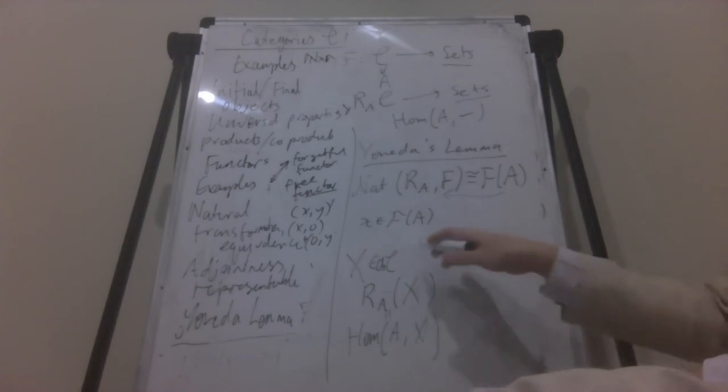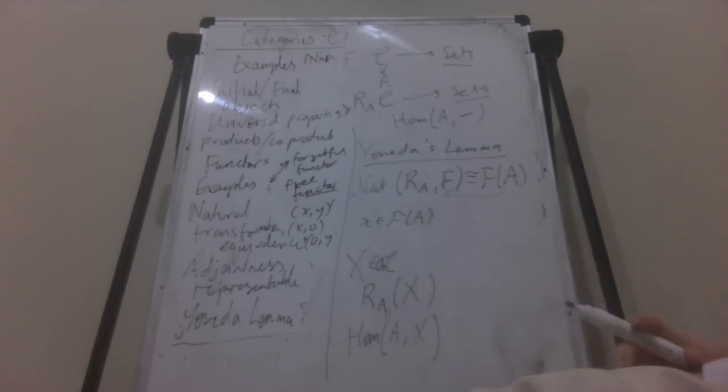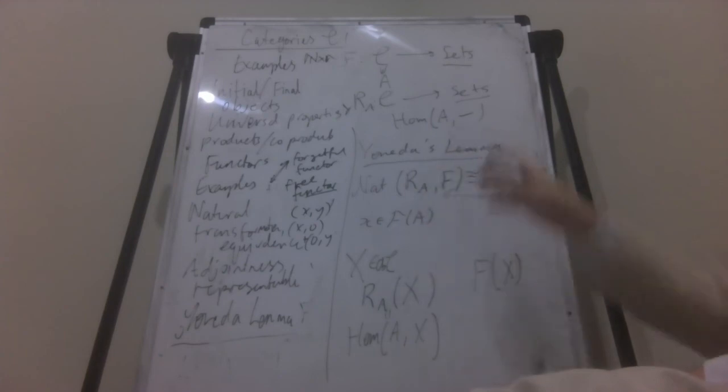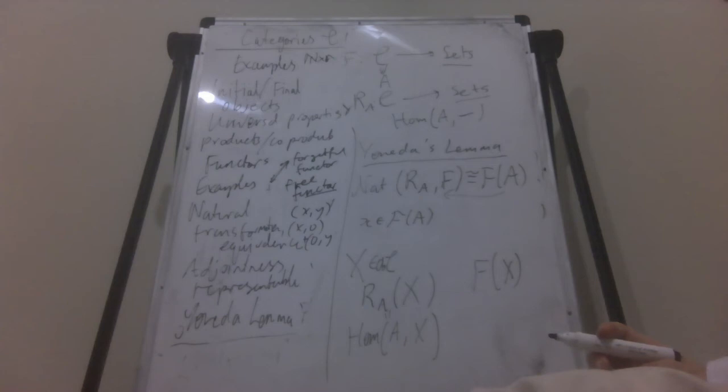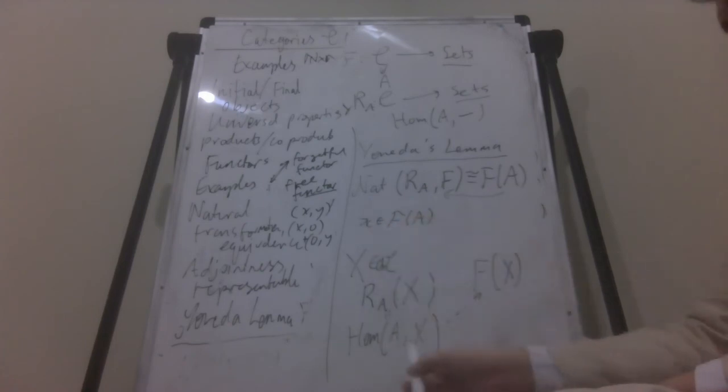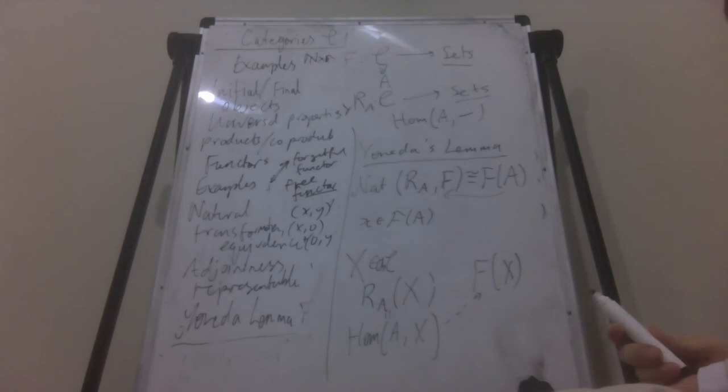And F of X, yeah, is just the image of that other function, yeah? So to get a natural transformation, well, one of the things you need to do is to get one of these maps that go between them, yeah? Okay. So how would you get a map? So given your X, right? How would you get a map from here to here?